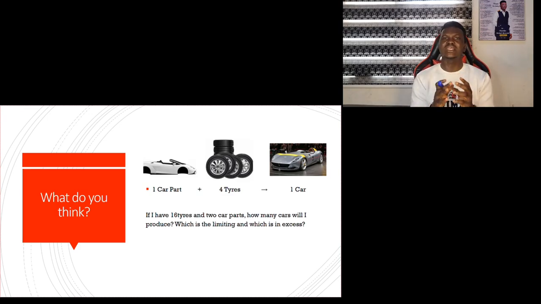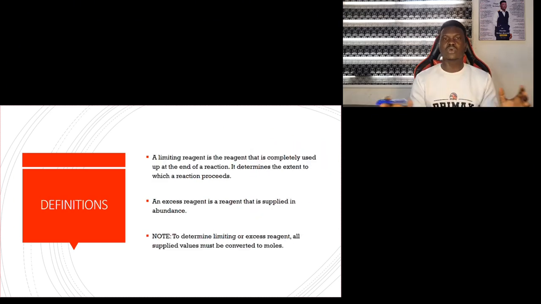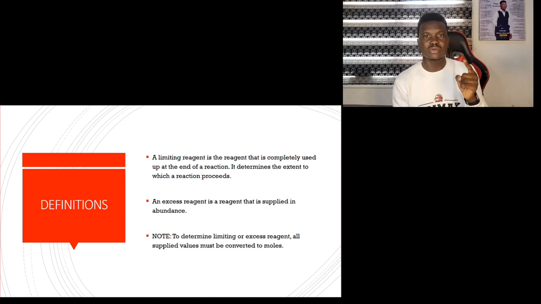Understanding limiting and excess reagents is important in dealing with stoichiometry problems, because there are some questions you will solve and you will think you have gotten your answers right. If you do not understand limiting and excess reagents, you might have gotten the answer so wrong. So let's look at all these examples and follow through. But before that, you need to write this down.